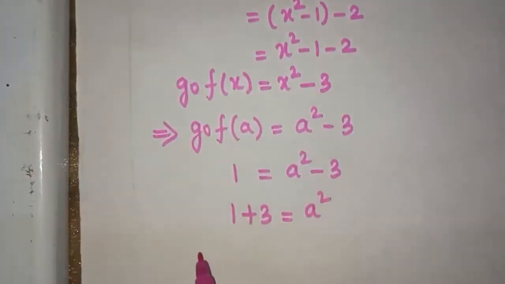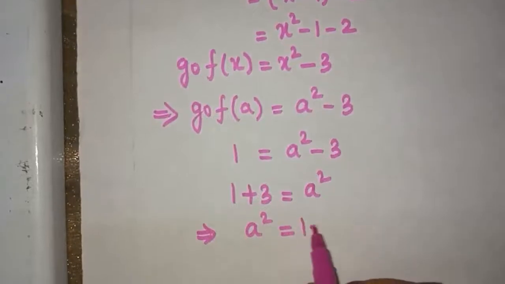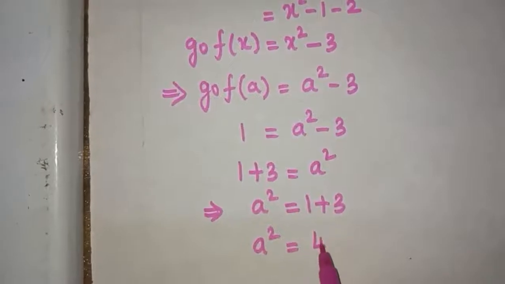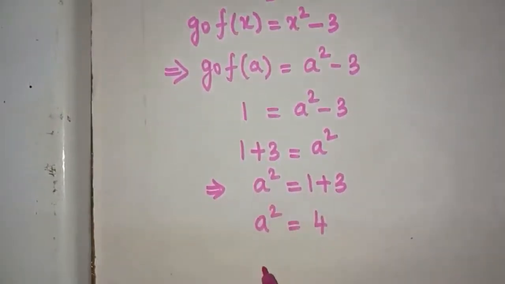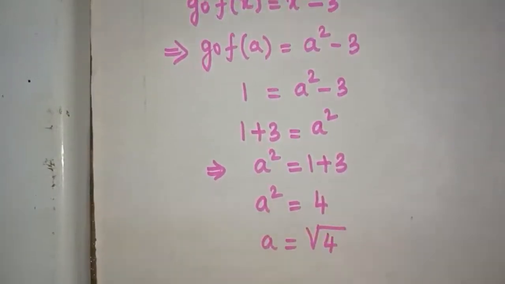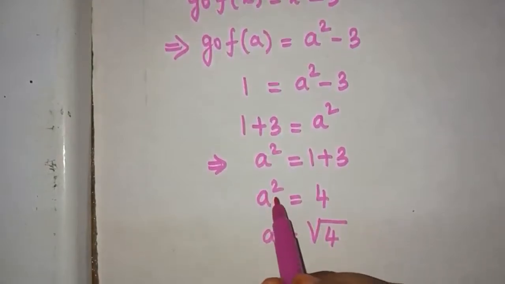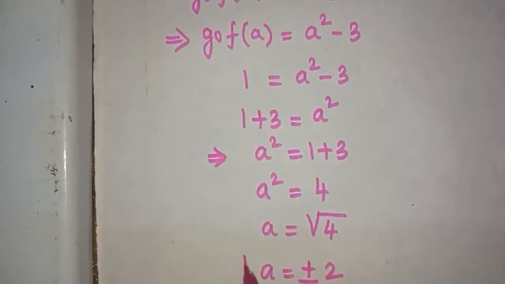For our convenience, we are changing like this. So a square is equal to 1 plus 3. So a square is equal to 4. If you are taking the square to the right hand side, it will become square root. So a is equal to root 4. So now if you find the root of 4, a square means you know it has 2 roots. So a is equal to root 4 values, plus or minus 2.